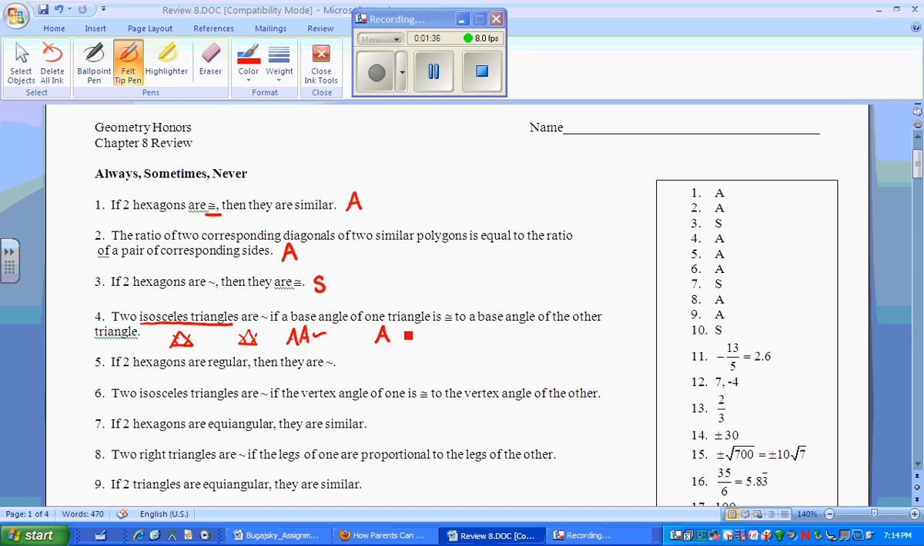Number 5, if two hexagons are regular, then they are similar, because with the word regular, you know it's equiangular and equilateral. So this answer is also always.